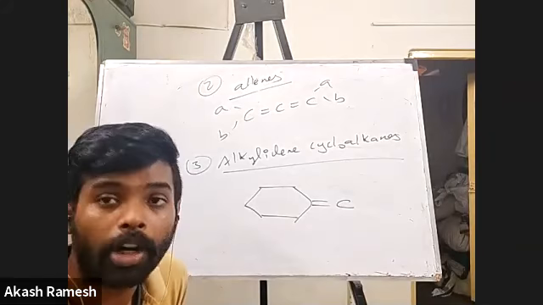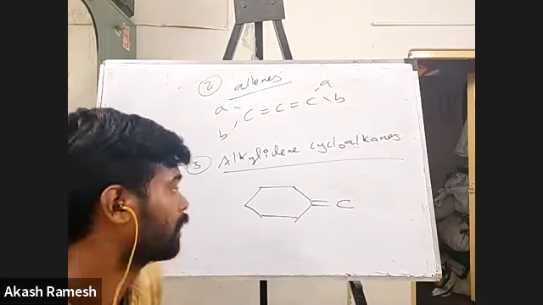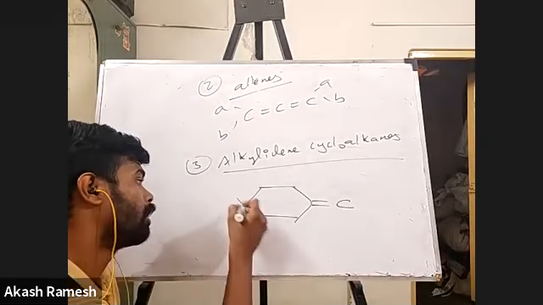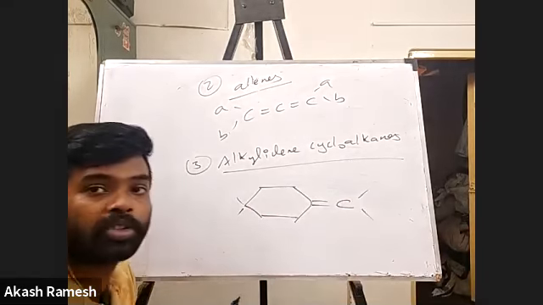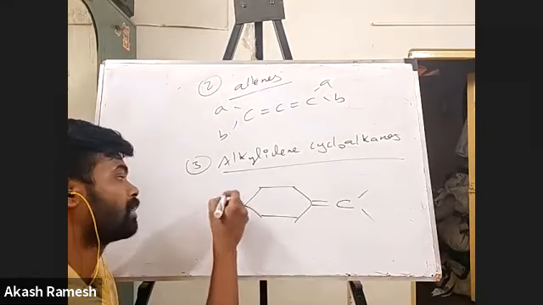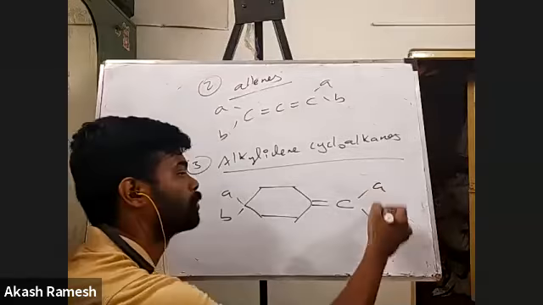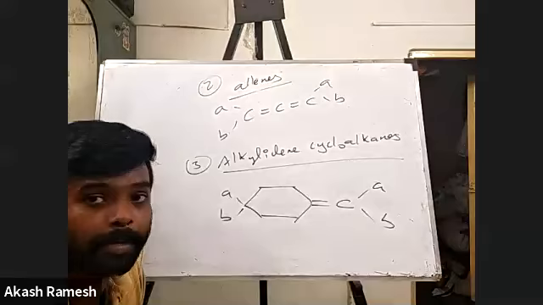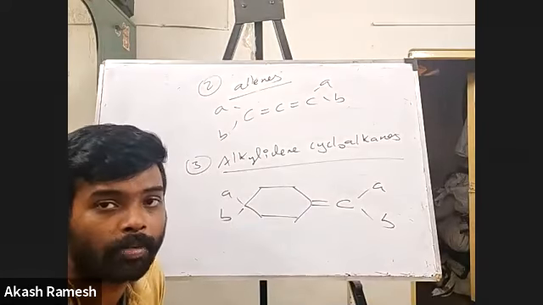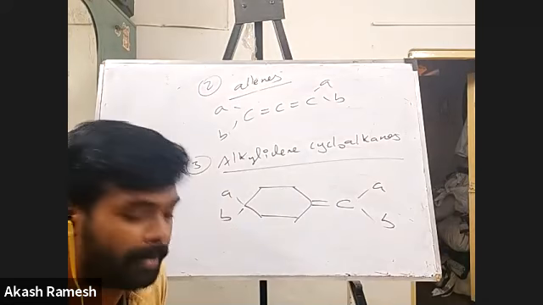Again, not all of them are going to be optically active. You see that there are going to be two groups here and two groups here. Just like in that case, there should be two different groups attached. ABAB or ABCD should be there for it to be optically active.